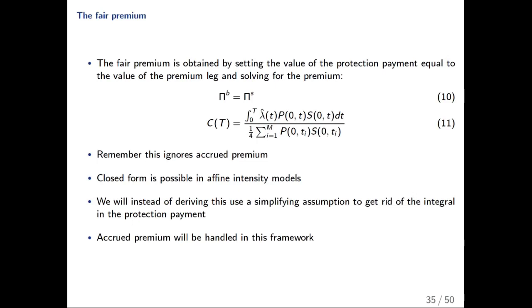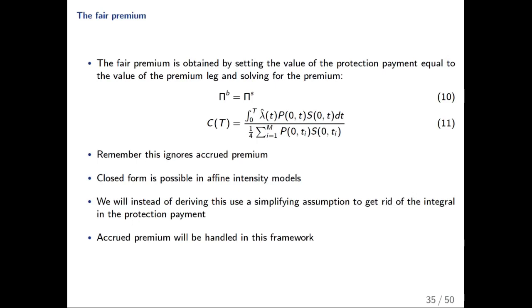All right, so let's finish this part off. In general, this is the general valuation formula, where we set the buyer leg equal to the seller leg and solve for the coupon, which equates the two. That's going to be the fair value of the swap.